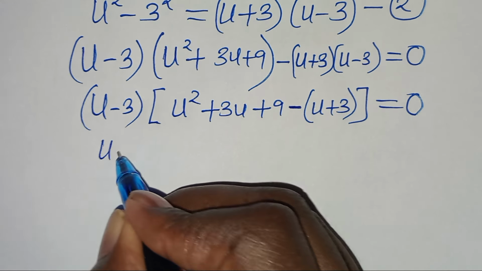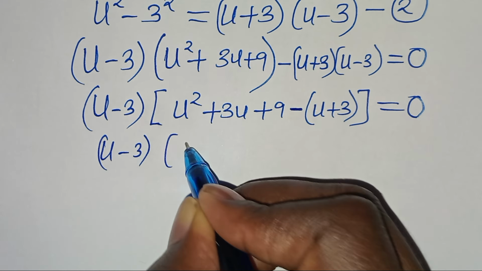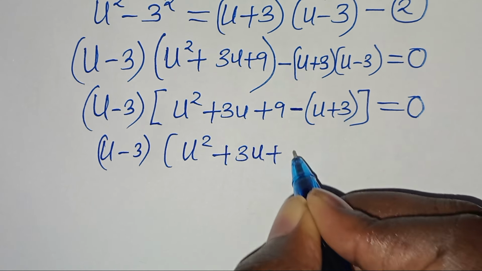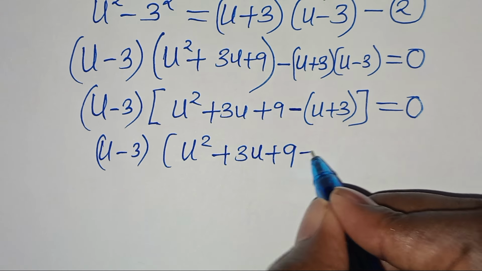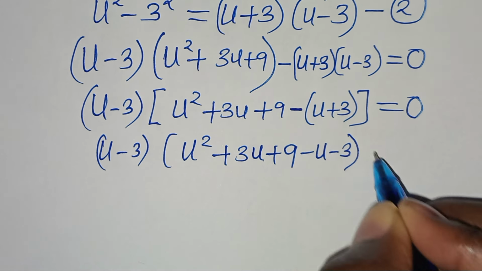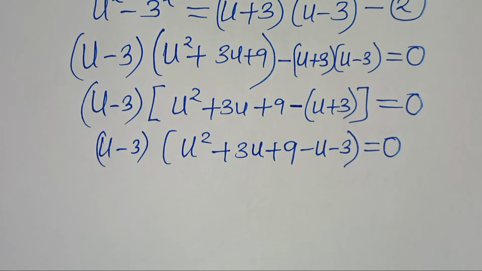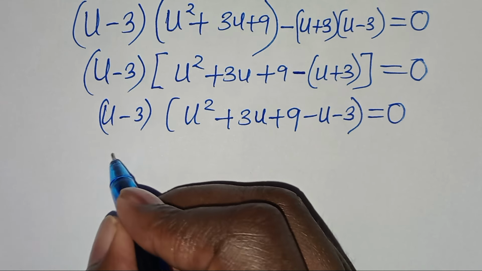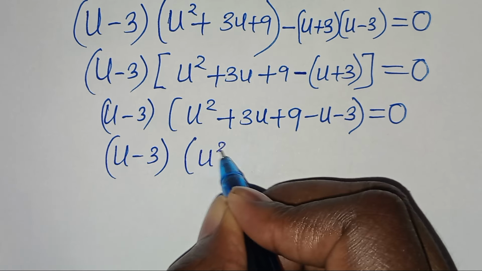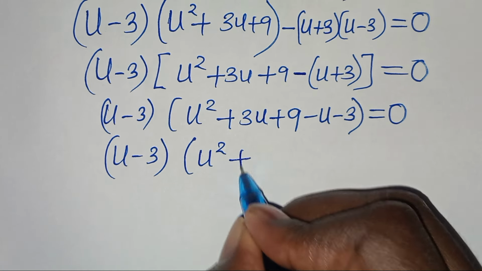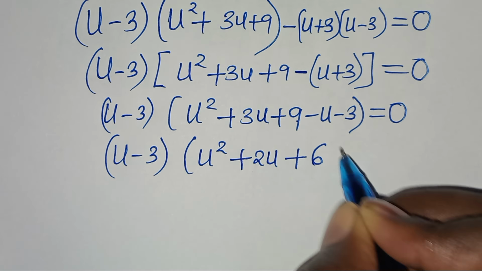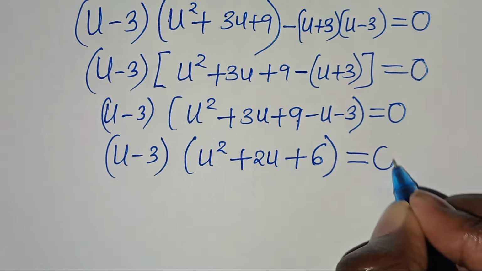So we have (u - 3)(u² + 3u + 9) - u minus times plus 3, this is minus 3. This is equal to 0. So we have (u - 3). Here we have u², 3u minus u, this is plus 2u. Then 9 minus 3, this is plus 6. Close the parentheses, this is equal to 0.